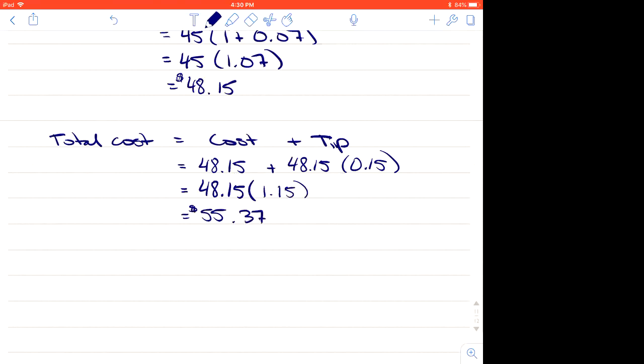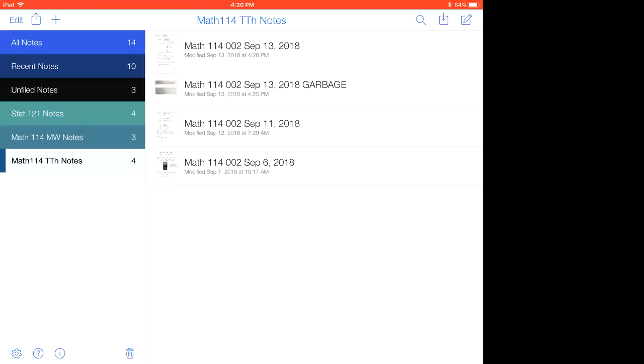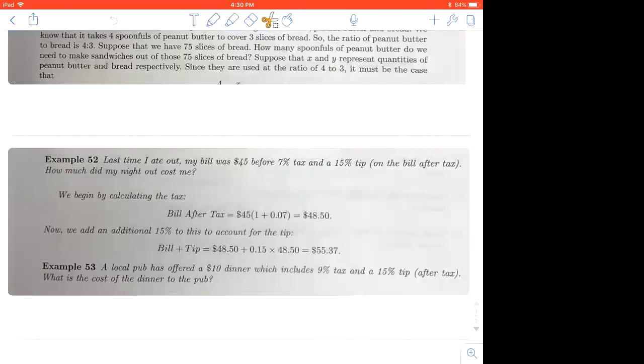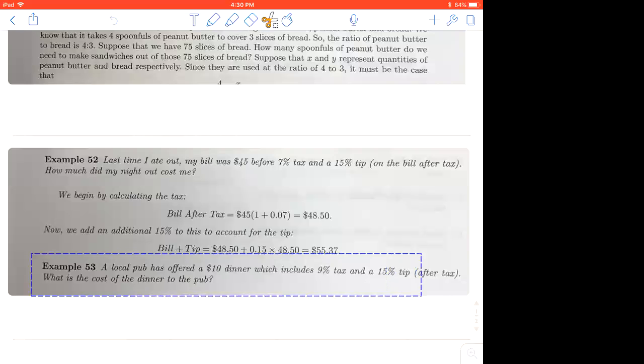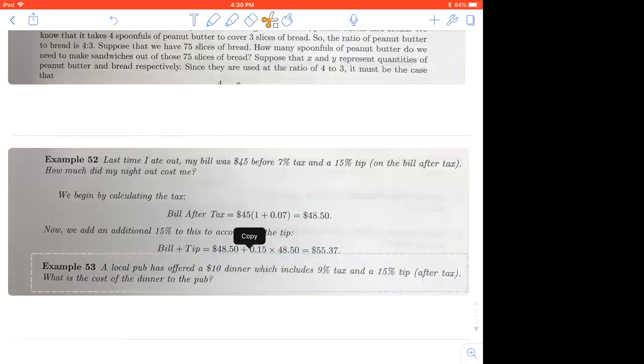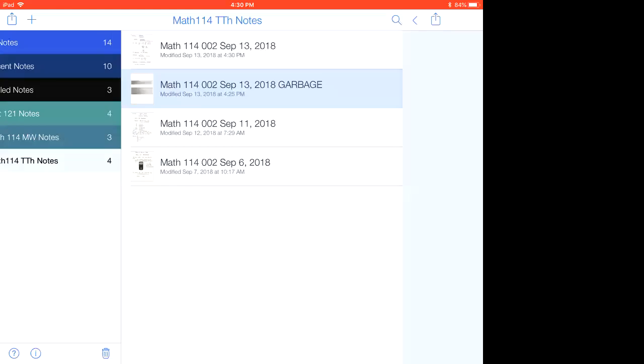$55.37. So at the end of the night, it sounds like you'd have to pay $55.37. Right. How about another scenario where we kind of have to work backwards a little bit? It's a little bit more fun.